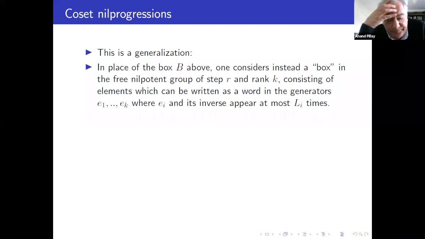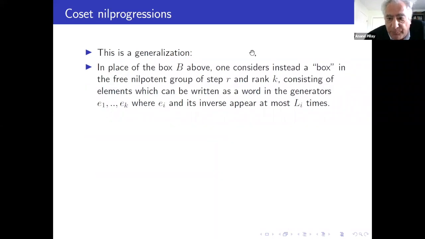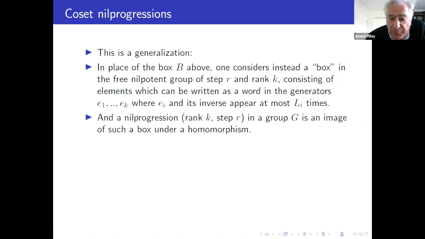In place of the box B, the box up here, you take a box in the free nilpotent group of step R and rank K. Rank is the number of generators, and step R is the nilpotency step. It consists of those elements which can be written as a word in generators e_1 to e_K, where e_i and its inverse appear at most L_i times, for each i. Okay, that's it. And a nil progression is an image of such a box under a homomorphism.